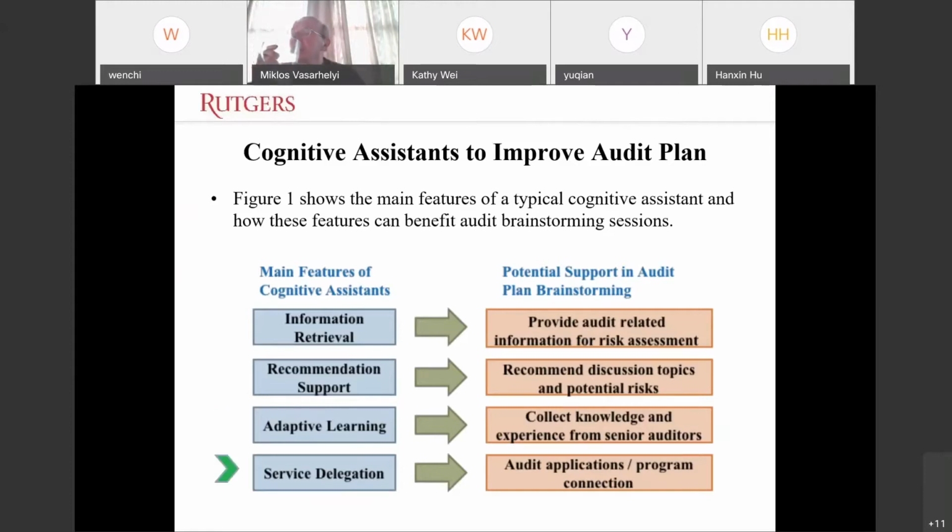The fourth is service delegation, where the system can invoke other apps to complete tasks such as setting a timer, sending messages, creating reminders, or responding to questions. This allows the engagement team members to focus more on important tasks in the risk assessment conversation.